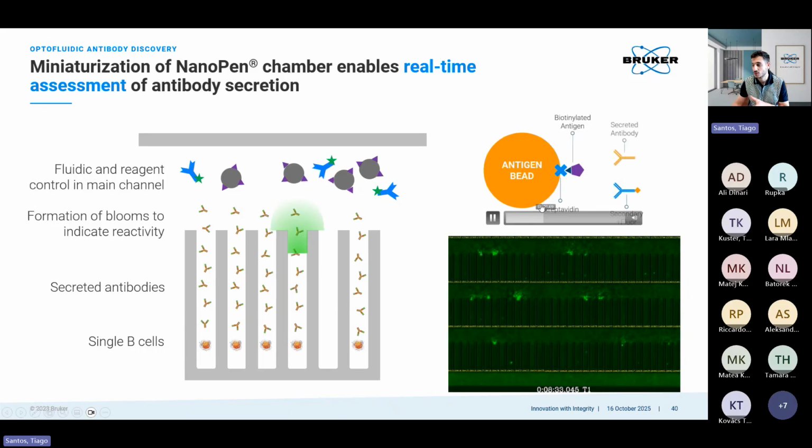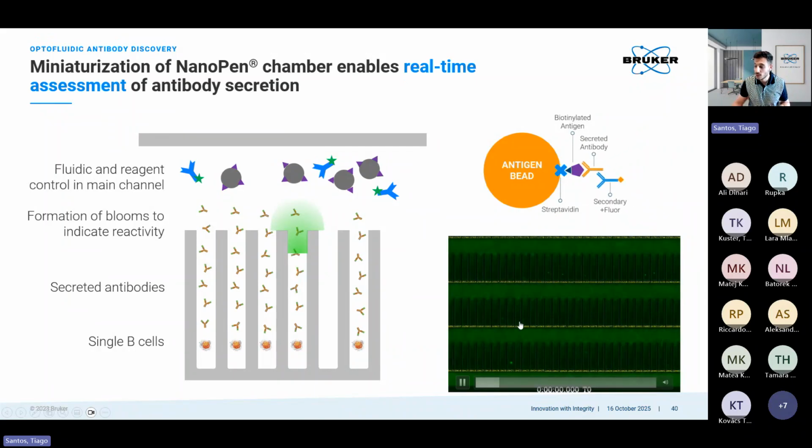And then we flush in thousands of secondary antibodies to detect that capture. So what you're seeing in this instance, for example, in this nanopen, is a B cell that has secreted antigen-specific antibody, because it secreted an antibody that did bind to the antigen, and then we see the bloom of fluorescence from the capture of that antibody. Not only that, what you can see as well is that in these other nanopens, you have live B cells as well. Maybe they are secreting antibodies, but they are not actually antigen specific. So you see no fluorescence.